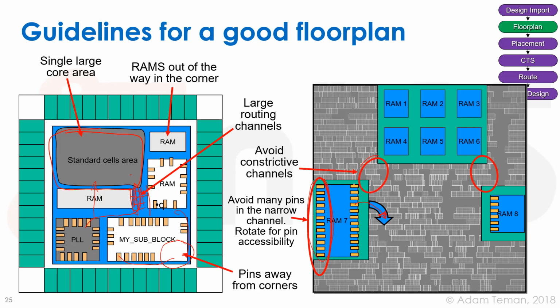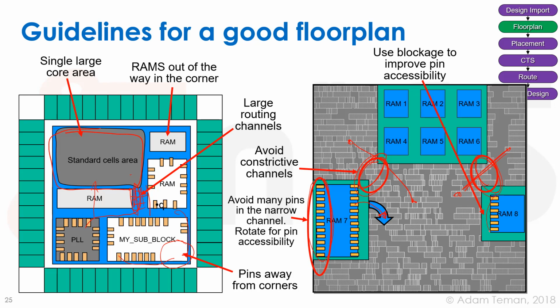Okay, and we also don't want to have these constrictive channels. So in these areas, if a standard cell over here has to talk to a standard cell over there, they're going to have to go through this channel, and ones over here talking to ones over here are going to have to go through this channel. It's going to cause a lot of routing congestion. Try to stay away from those types of constrictive channels.